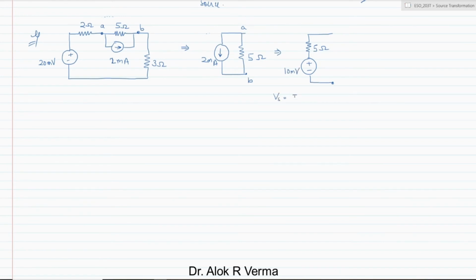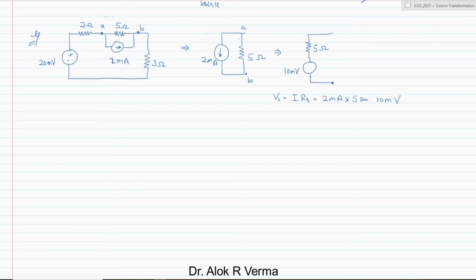Vs is nothing but I into Rs. So I is your 2 milliamp into the 5 ohm, so it is nothing but 10 millivolt. Now the current is going downward. Okay, so we'll just remove this polarity because we have to learn how the polarity will be decided.